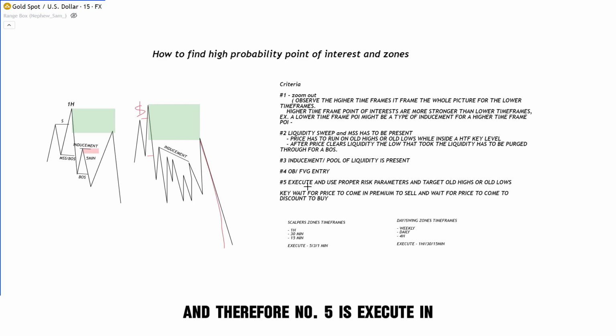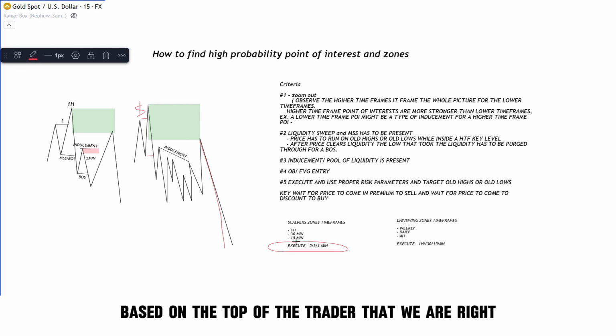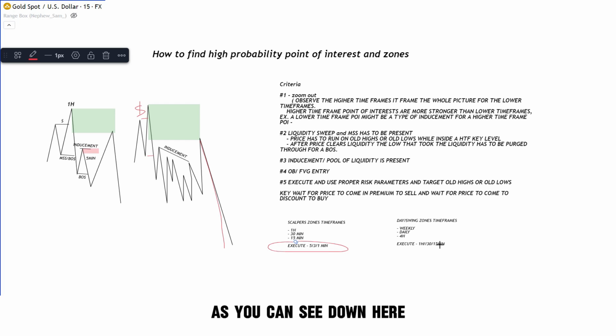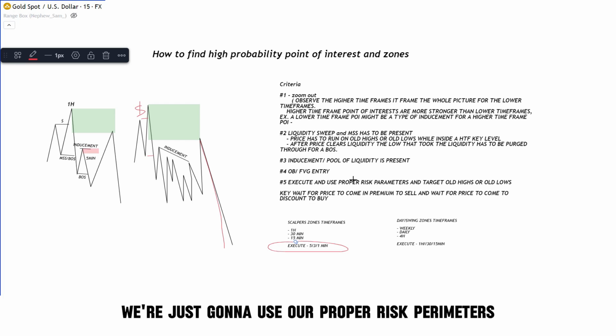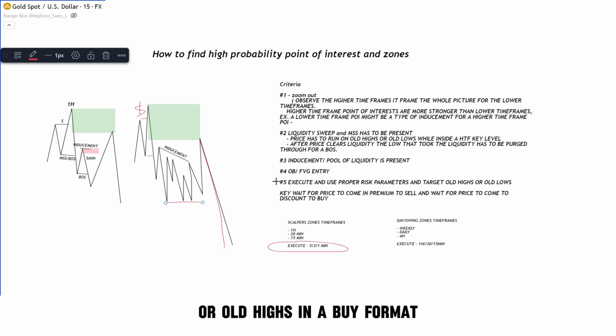And then number 5 is execute and use proper risk parameters and target old highs or old lows. So when price taps into our high probability point of interest, we will then scale down to any of our execution time based on the type of trader that we are, right? As you can see down here. And then we're gonna scale down on the lower time frames, and we're just gonna use our proper risk parameters, and we're just gonna be targeting old lows or old highs in a buy format.